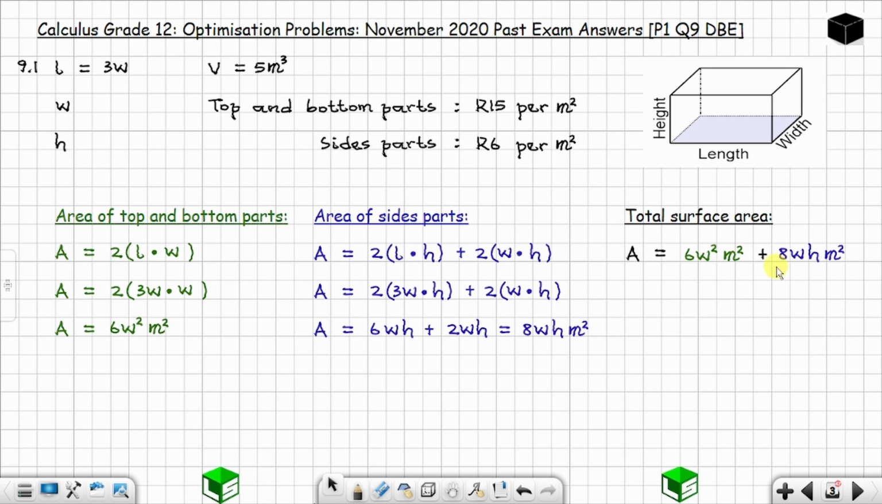Now, when you know the area that you have, you can now use the price that you are given to find the cost. You are told that the material to construct the top and bottom part will cost you 15 rand for 1 square meter. And the material to construct the side part will cost you 6 rand for 1 square meter. Okay? I hope you can see that. So let's find the cost. So from here you can see this is the total surface area. Remember, this is from the top and the bottom, and this one is from the side part. Okay, so the side part, it's 6 rand for 1 square meter, and the top and bottom part, it's 15 rand for 1 square meter.